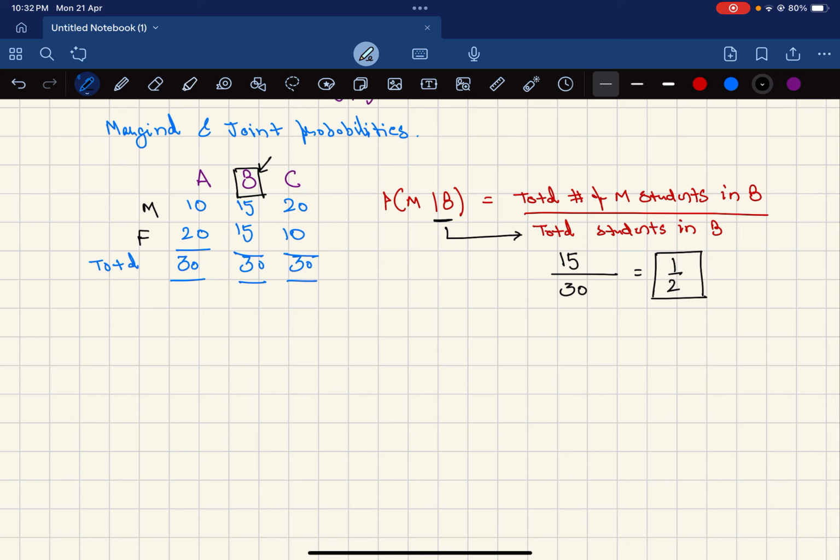Now let us say we want to calculate a joint probability based on this particular table. So joint probability is nothing but we look at the probability of an event where both variables have a value.